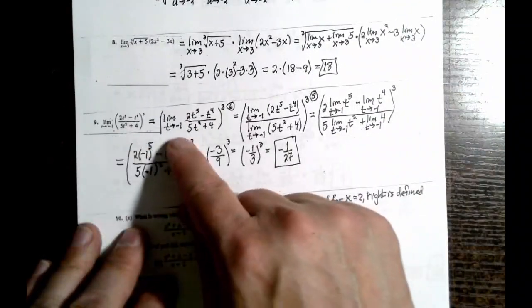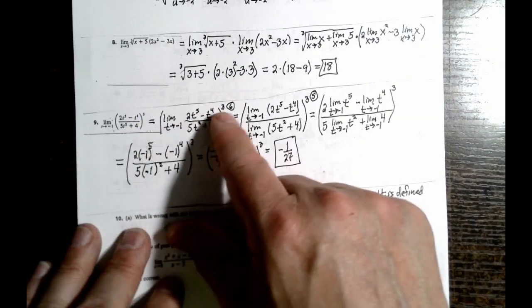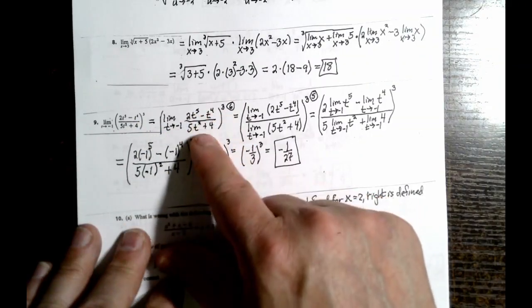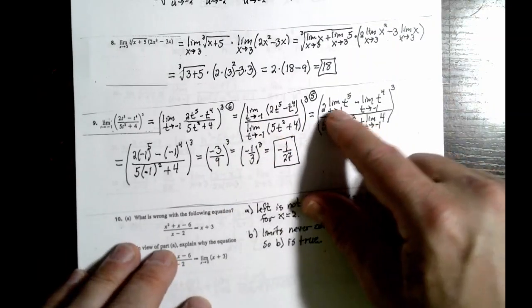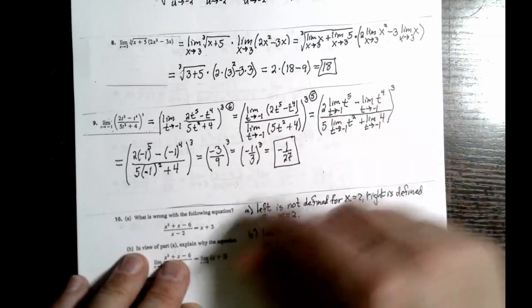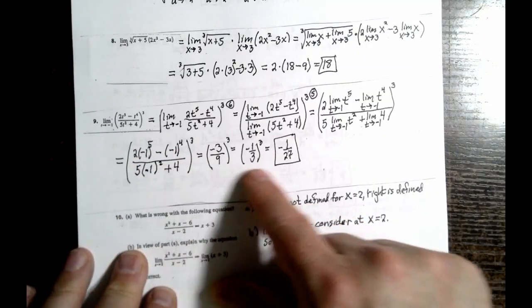The limit of this guy is the limit of this fraction cubed, which equals the limit of this fraction raised to the third power, which is the limit of the top over the limit of the bottom, which is the limit of each term, all raised to the third power, which you can finally at that point do direct substitution and simplify.